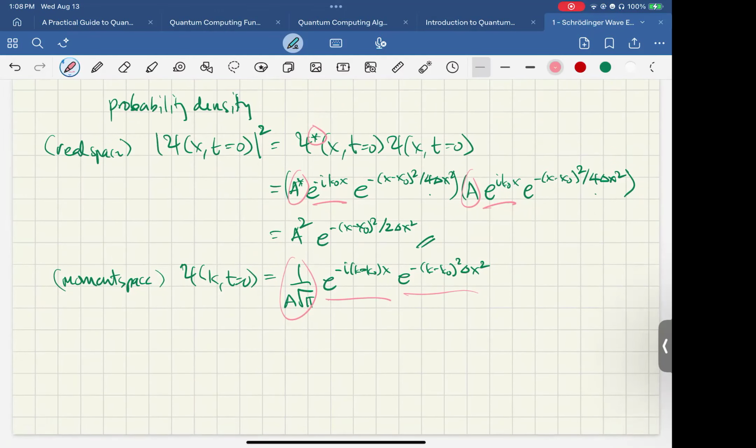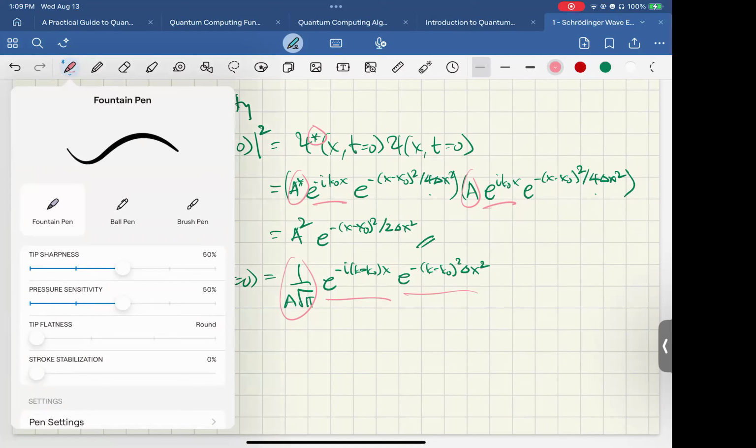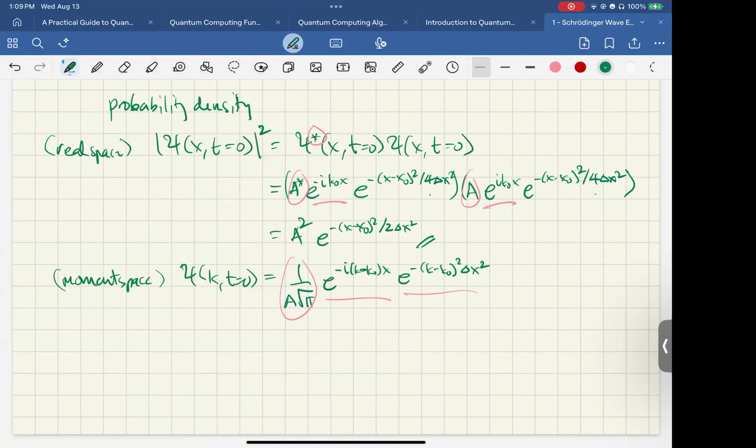And the probability density in momentum space is equal to 1 over a squared pi exponential minus k naught squared delta x squared over 2 delta x squared.